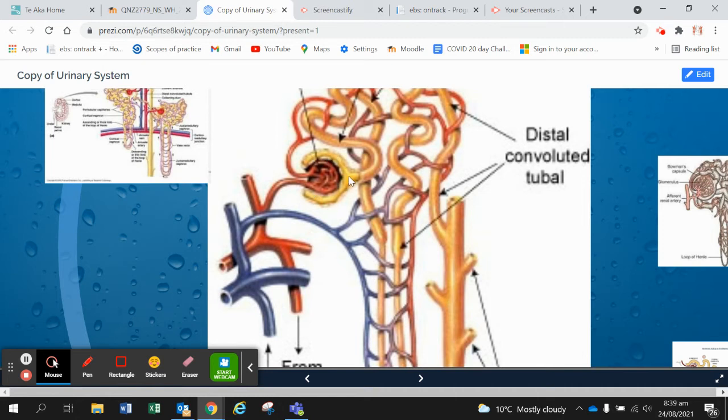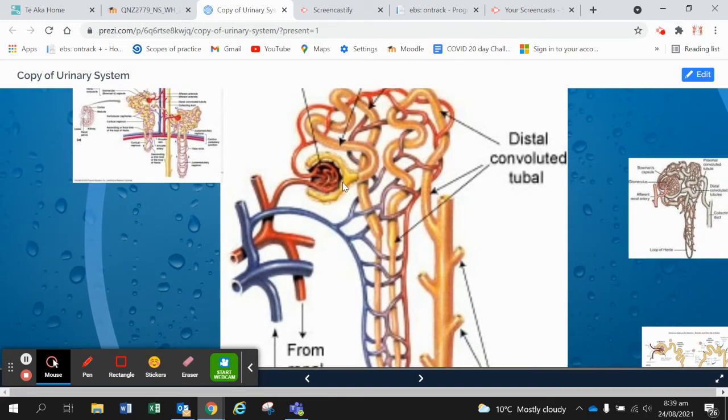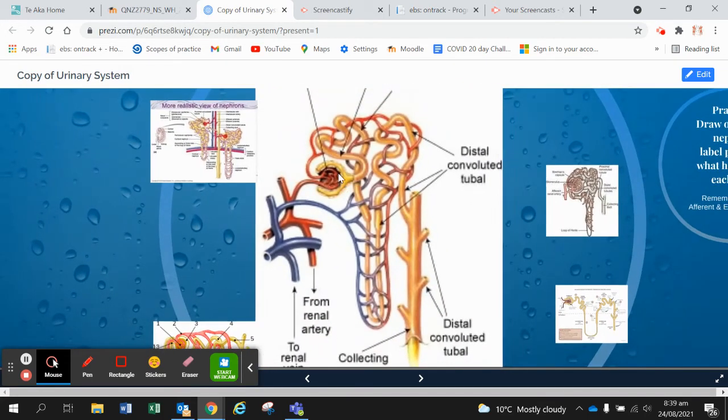Once it gets into the Bowman's capsule, it goes on a small journey. And all the good and bad substances, we're going to give a name. That name is called filtrate. So whatever's come out of the blood and gone into the Bowman's capsule, all that fluid is called filtrate.